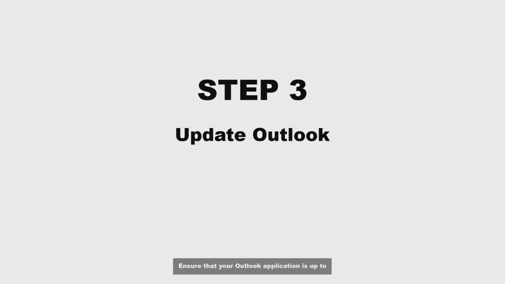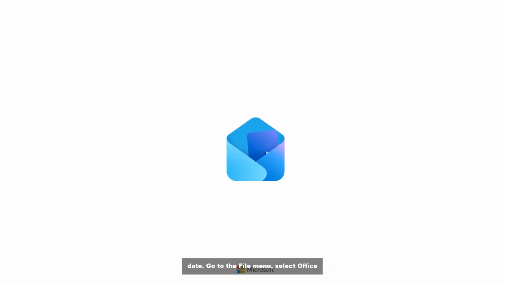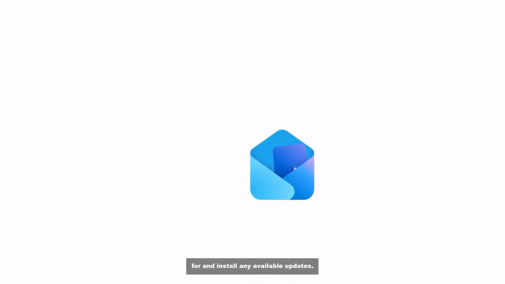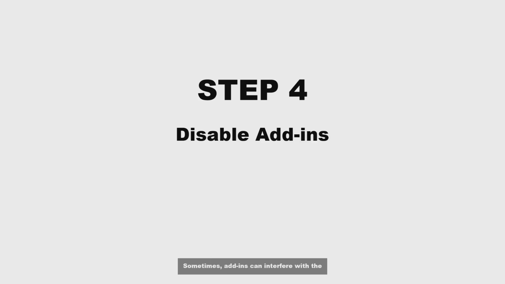Step 3. Update Outlook. Ensure that your Outlook application is up to date. Go to the File menu, select Office account, and click on Update Options to check for and install any available updates.